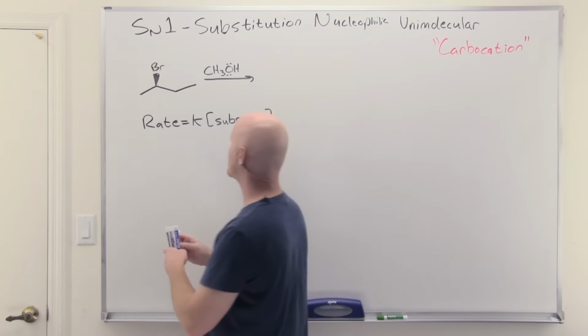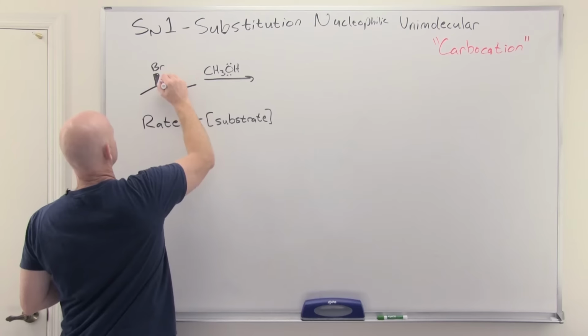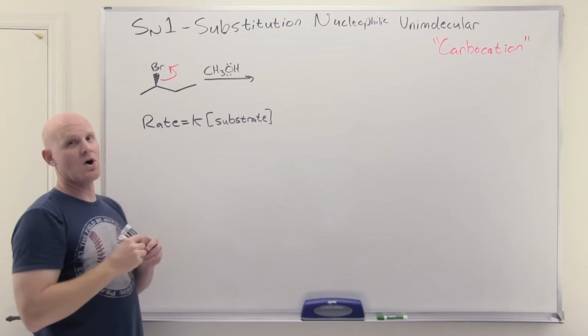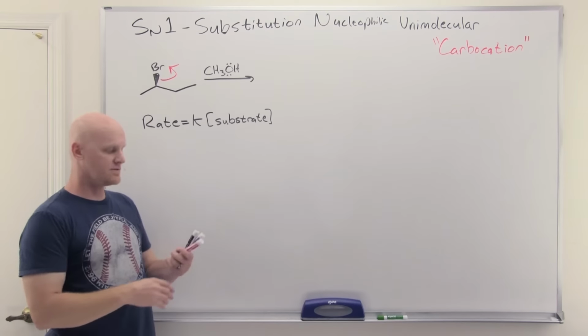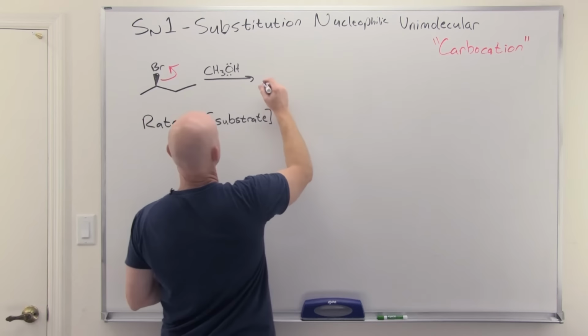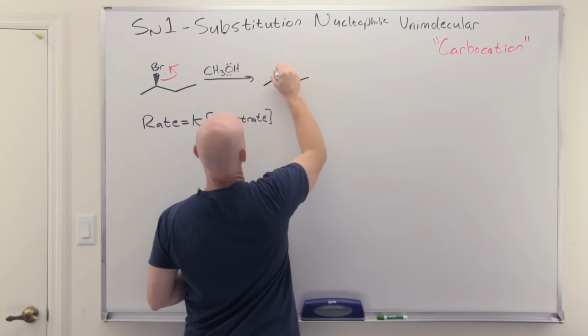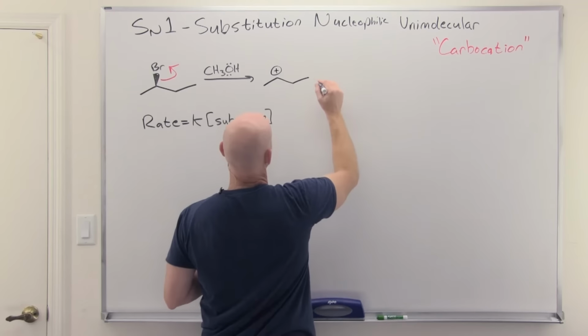So if we take a look at that mechanism, it turns out in step one, your leaving group leaves, all on its own. The nucleophile is not involved in this whatsoever. And when that leaving group leaves, that's where our carbocation intermediate comes from.